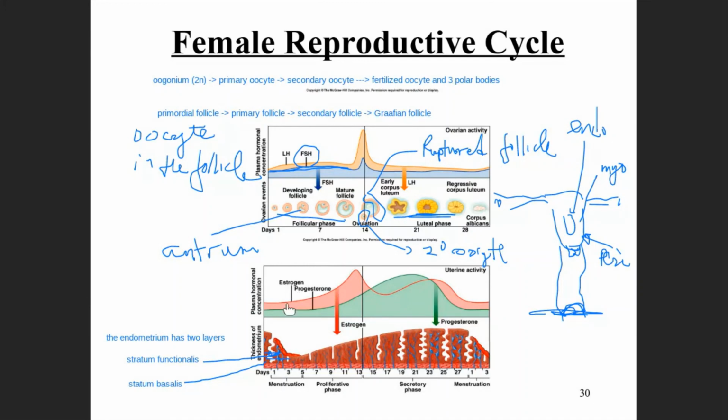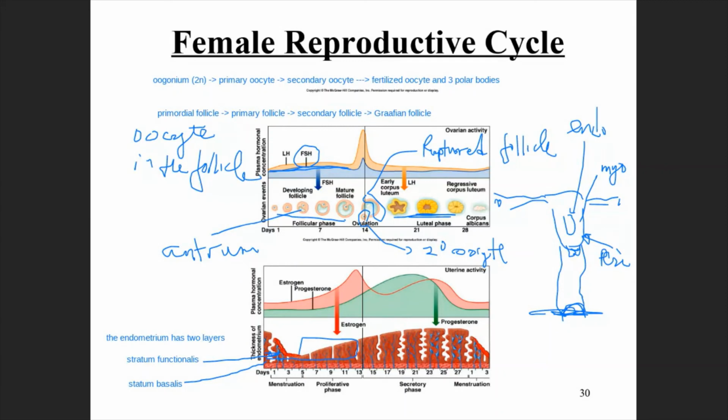The point here is that estrogen influence will rebuild the endometrium. So with higher estrogen, you can see the endometrium will get thicker. That's the function of estrogen, to rebuild the endometrium. This is the endometrium that gets rebuilt. What progesterone does is that it actually stimulates the endometrium to secrete fluid. This is known as the uterine milk.